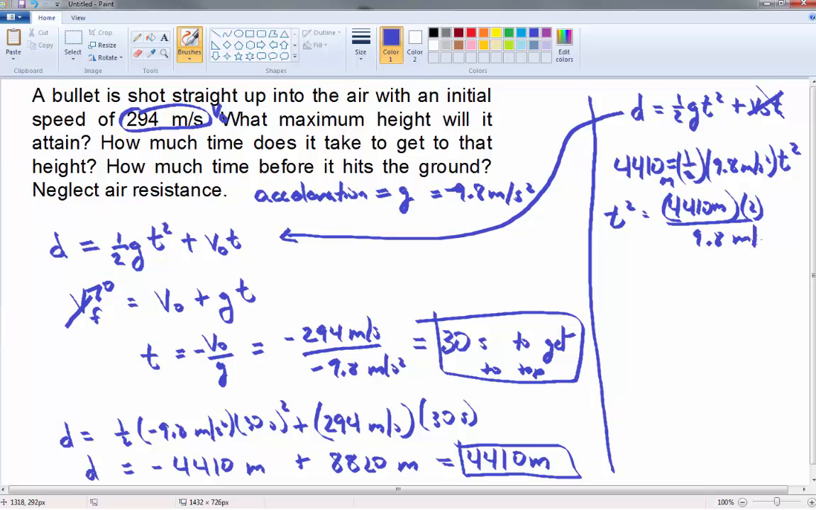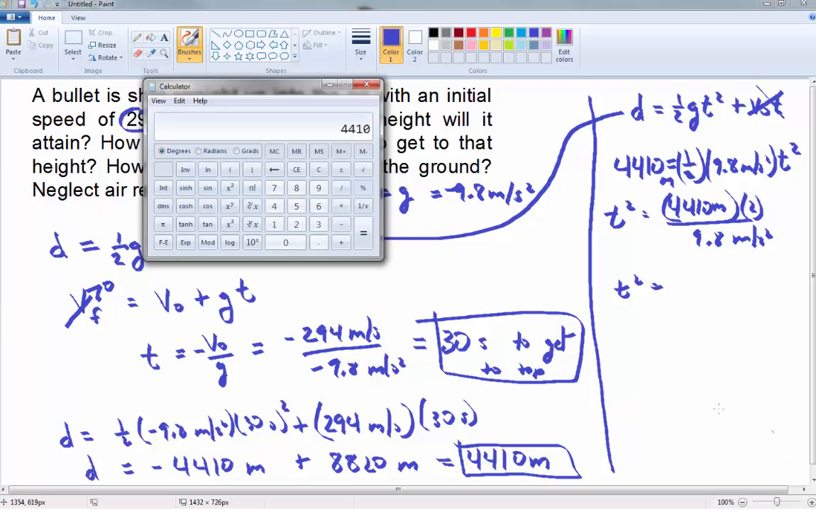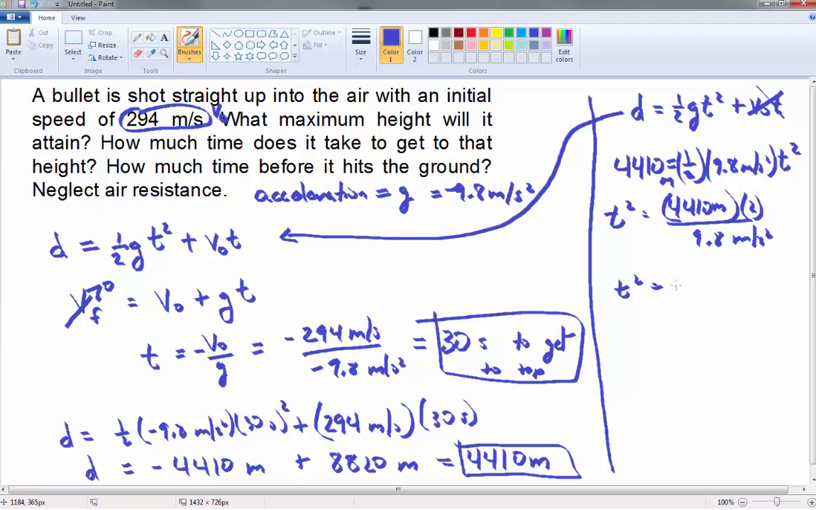So the time squared, if we pull open the calculator, we need to multiply by 2, divide by 9.8, you get 900. If you take a square root of that, you get 30. So time squared was 900 seconds squared. Time is 30 seconds. So 30 seconds to get to the top, 30 seconds to get back to the bottom. Total time in the air, therefore, is 30 plus 30, or 60 seconds. And so that answers everything on that example.